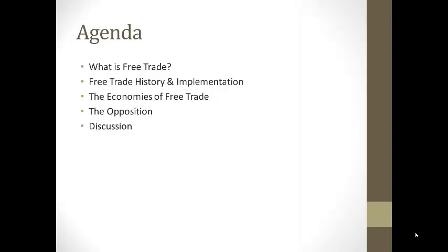Now here's my agenda. For today we'll talk briefly about what is free trade. I'll give you guys a description and the features of free trade. Then we'll backtrack a little bit. I'll get into the history of free trade and the implementation and how it came about. Then I'll bring us up to date on the current economies of free trade and its effect globally. And then I'll cover the opposition, or I should say the perceived opposition and negative effects that free trade could possibly bring about, and we'll have a quick discussion.